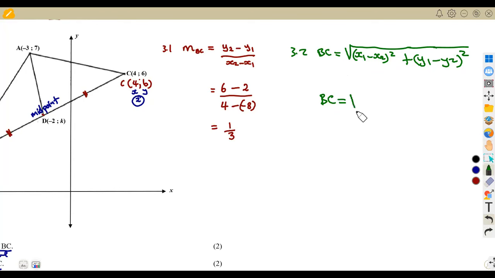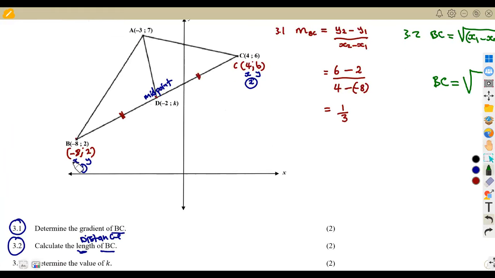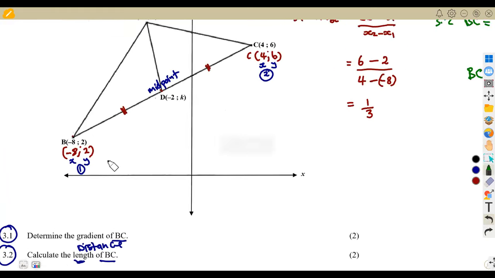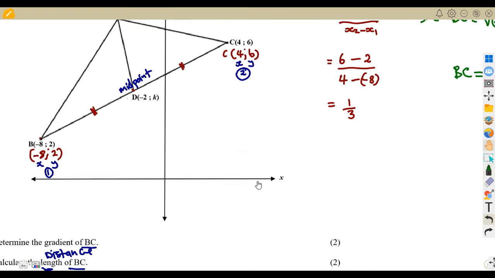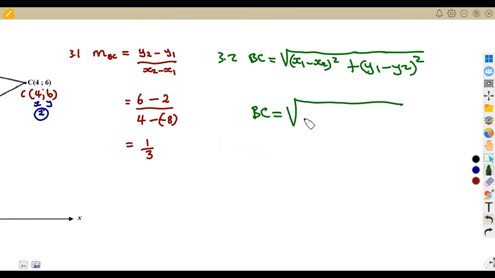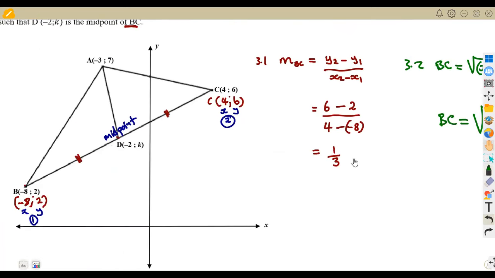So BC is going to be the square root of, let us take x1, from our first point, which is -8, and x2, the x value on the second point, which is 4. So it's -8 minus 4, squared. Remember, x1 minus x2 squared. Plus, in this case, y1 minus y2: the y value on the first point minus the y value from the second point.